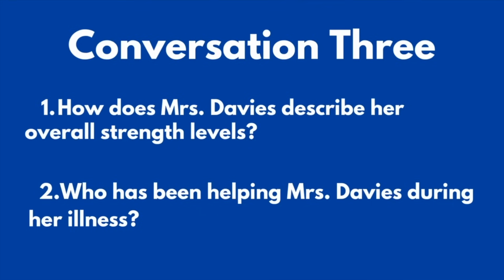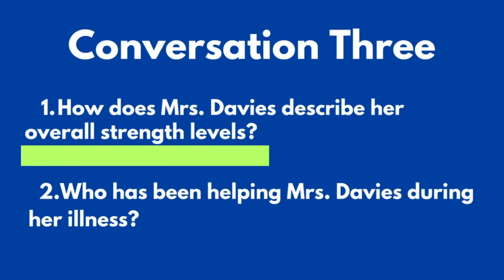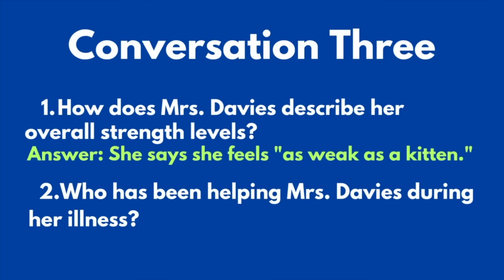Let's check out the answers to our 2 questions for conversation 3. Question 1 is, how does Mrs. Davies describe her overall strength levels? She says she feels as weak as a kitten. This is a common English idiom used to describe when someone is feeling unwell and not very physically strong.